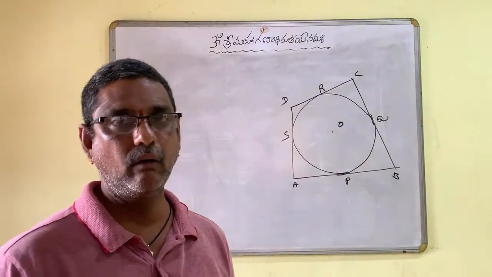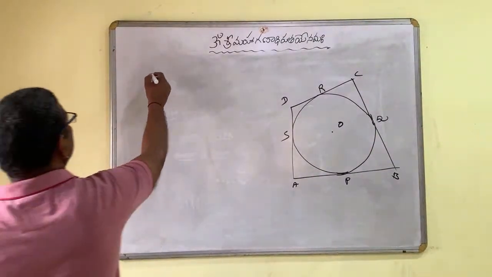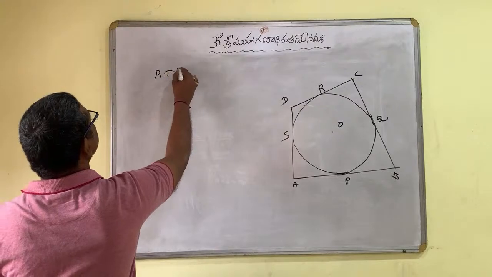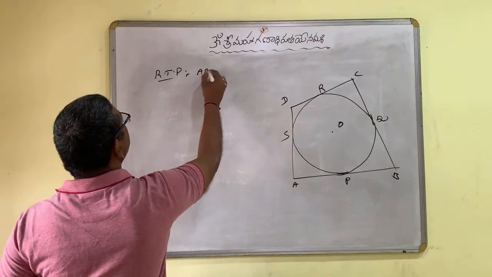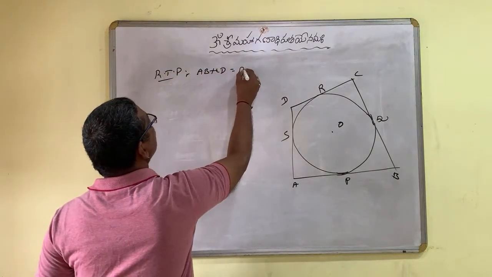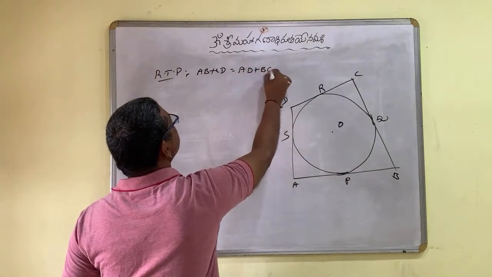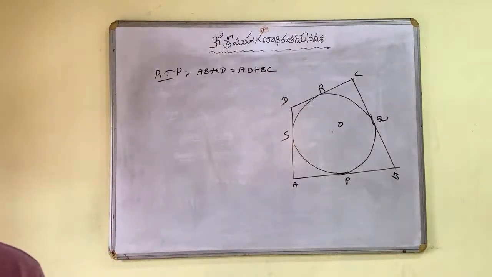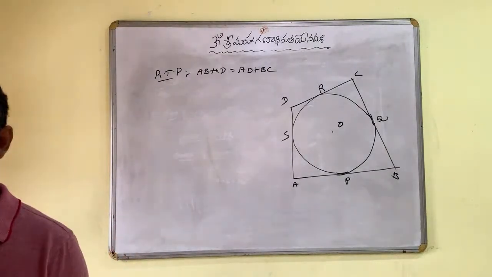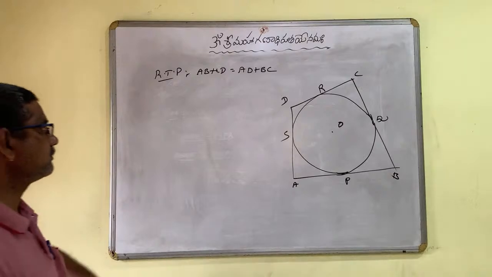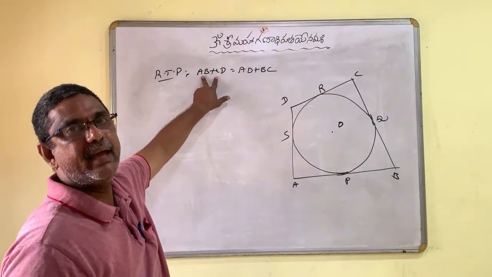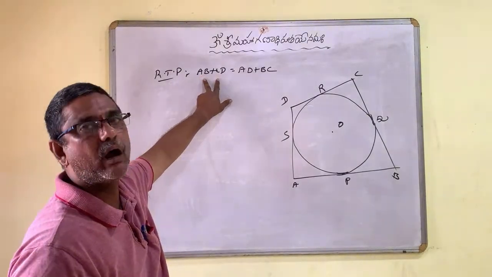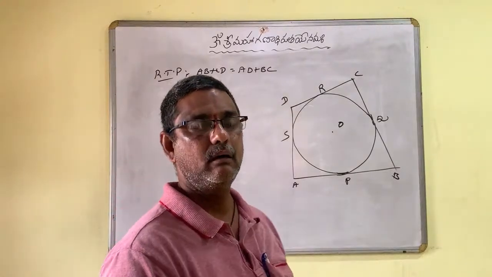Okay? Now, what we have to prove? AB plus CD is equal to AD plus BC. Now, children, observe these two sides, AB and CD. AB plus CD. What do we call these two sides?